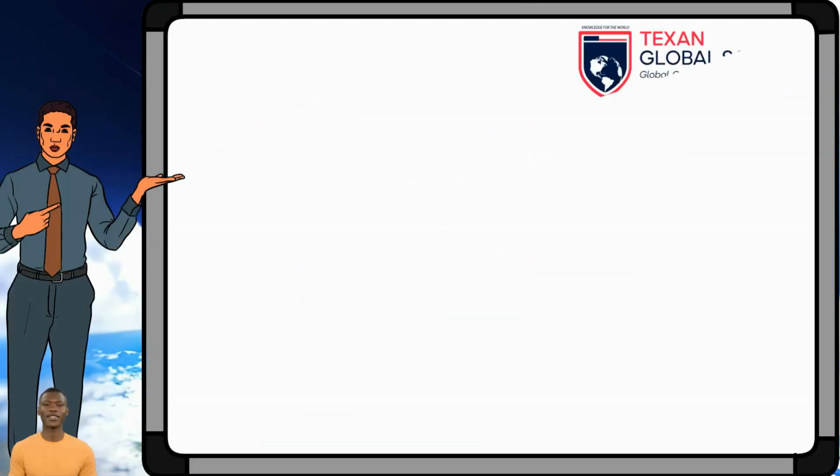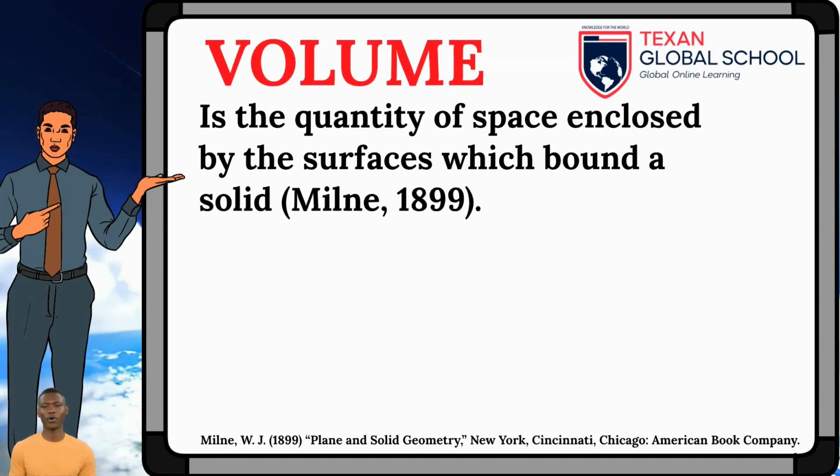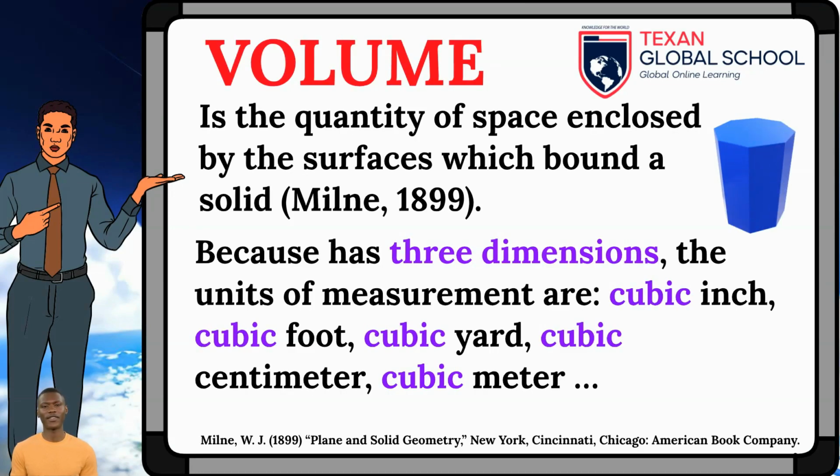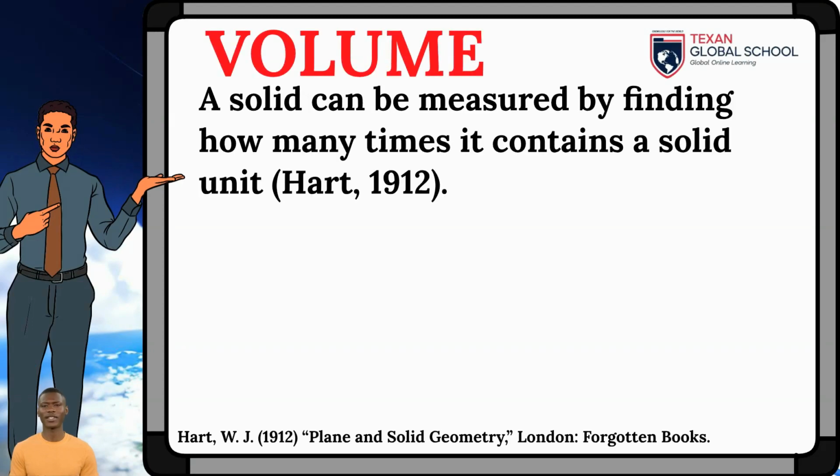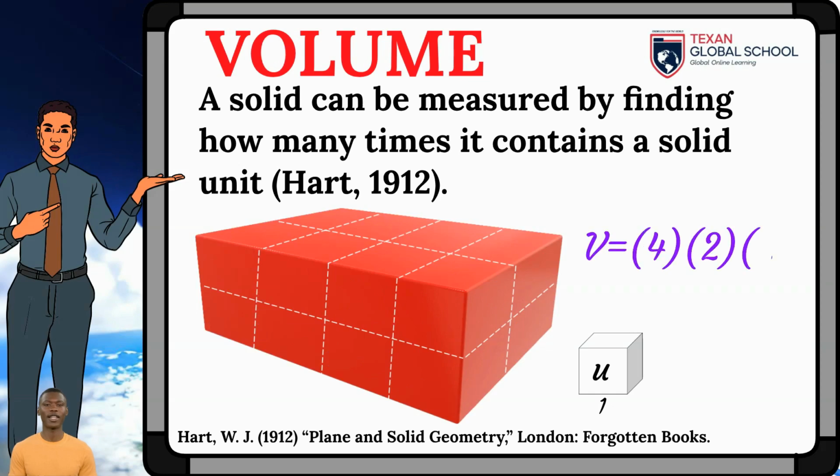In previous classes, we saw that the volume is the quantity of space enclosed by the surfaces, in this case, 2 bases that define the lateral faces, which bound a prism. A solid is measured by finding how many times it contains some other solid. The proposed unit is a cube with an edge length of 1 unit. Hence, the volume of the prism can be calculated by dividing it into small cubes with an edge length of 1 unit. If we count them, we can see that there are 16 cubic units.